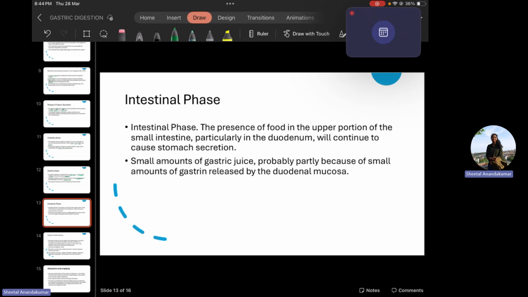Then we have the intestinal phase. The intestinal phase is present when the food is present in the upper portion of the small intestine, in the duodenum, and this will continue to cause gastric secretions. A small amount of gastric juice is produced in this phase, and this could probably be due to the release of a small amount of gastrin by the duodenal mucosa.